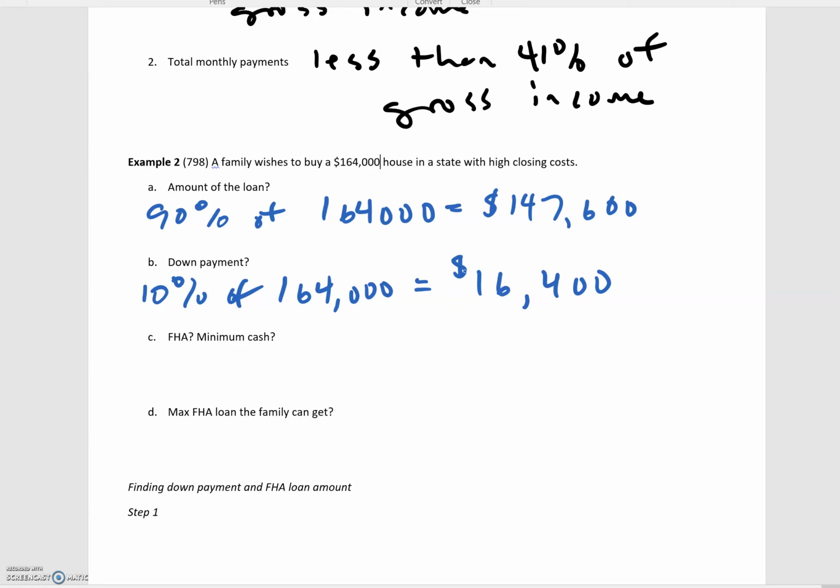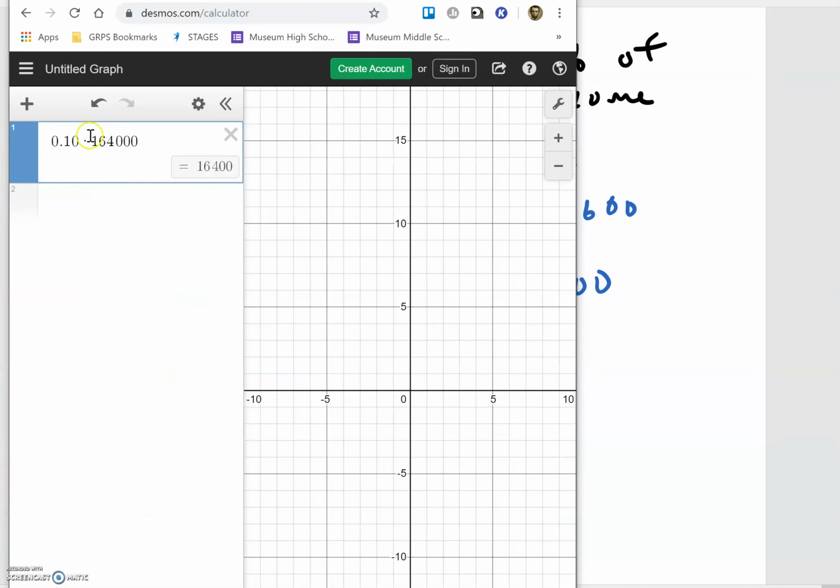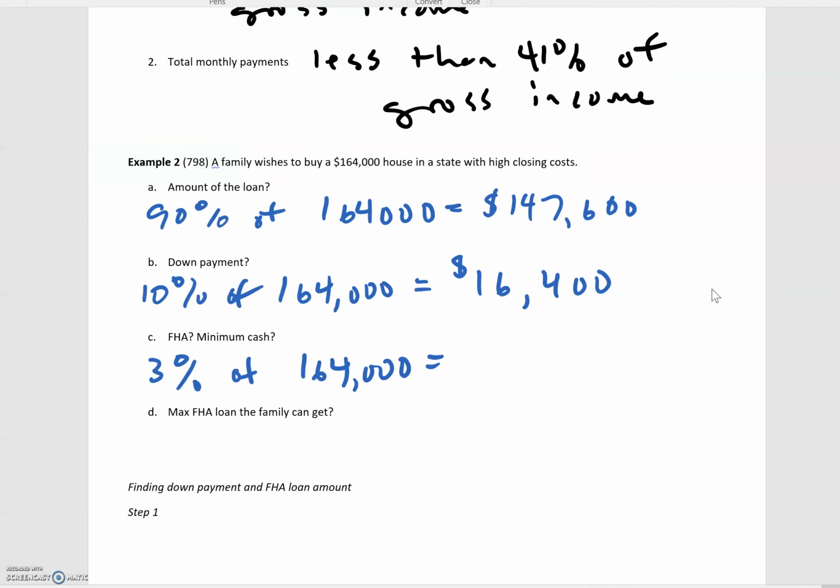So there's details in the text that say that the minimum cash for FHA is 3%. So 3% down is the minimum. So if we look at that, 3% of 164,000, we're looking at $4,920. So is FHA possible? That'd be the minimum cash that they would have to bring to the table.